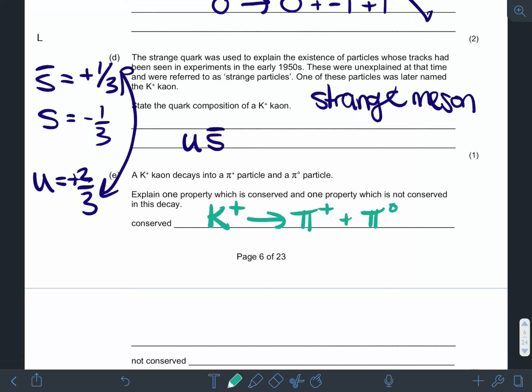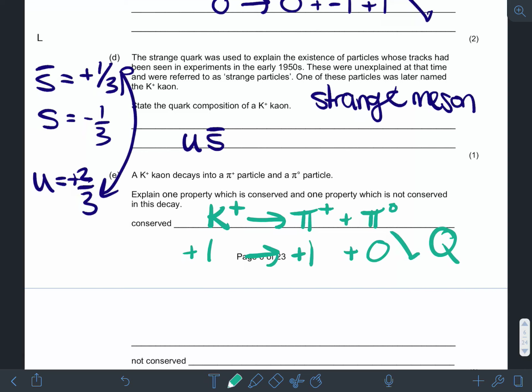So the thing that's conserved, obviously, is charge. We've got +1 charge, and we've got +1 and 0, so that's fine. So this is for charge. Now, the one thing that's not conserved is strangeness.